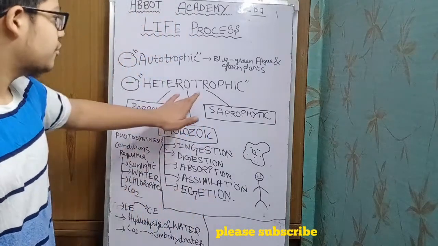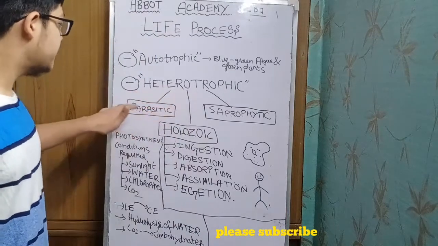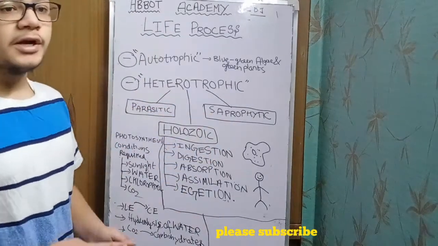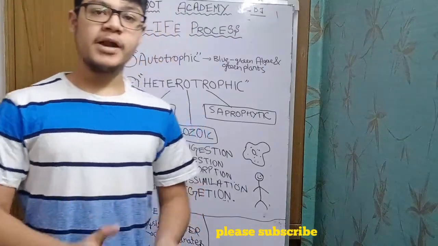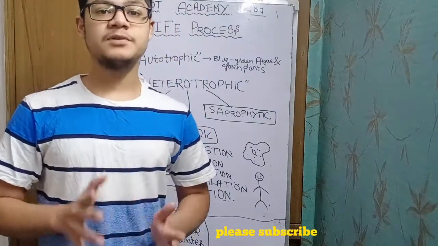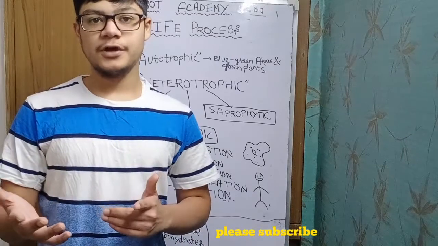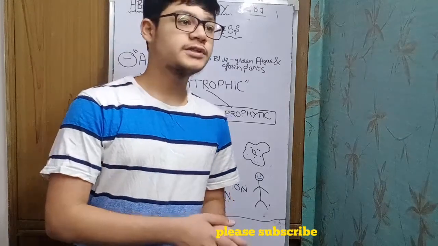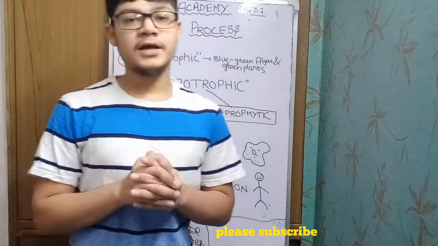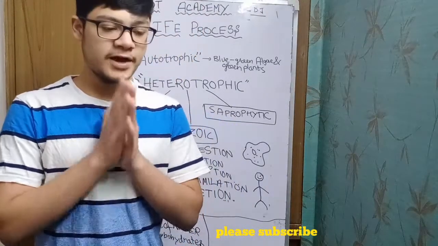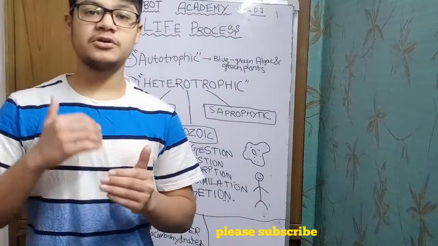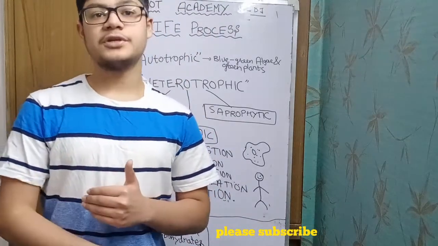So these are heterotrophic. In heterotrophic, we have 3 branches: parasitic, saprophytic, and holozoic. So let us quickly talk about parasitic. Parasitic is nothing but all those organisms which depend on other organisms for their food. So they depend on a host body for their food. For example, virus. Virus is a parasite. Virus performs the parasitic mode of nutrition, because virus depends on the host body for its nutrition.